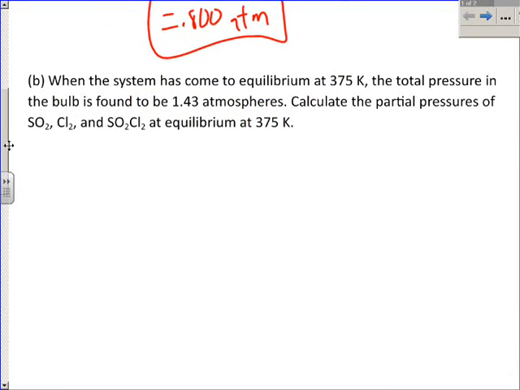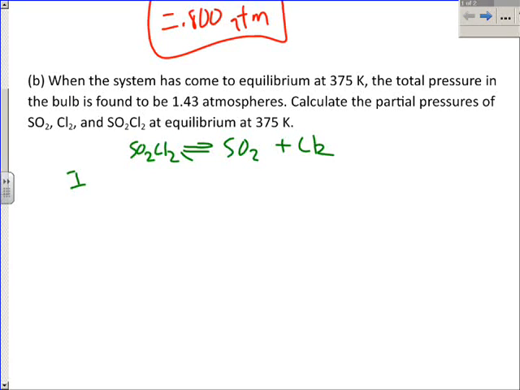Now, second question, when the system has come to equilibrium at 375 K, so now we're dealing with equilibrium. The total pressure in the bulb is found to be 1.43 atmospheres. Calculate the partial pressure of all of the gases. Sounds to me like we should set up an ICE box. So we're going to start with the reaction, and the given reaction was SO2Cl2 in equilibrium with our two products, which would be SO2 and Cl2 gas.